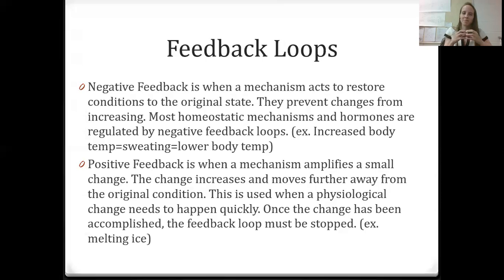Essentially, you get further and further away from the original condition. And this happens when you need some sort of change in your body to happen really quickly, and then the feedback loop is stopped eventually. In the next unit, there is actually a hormone that goes through a positive feedback loop, but I don't think we're going to talk about it in the endocrine system. That'll be for the next unit.